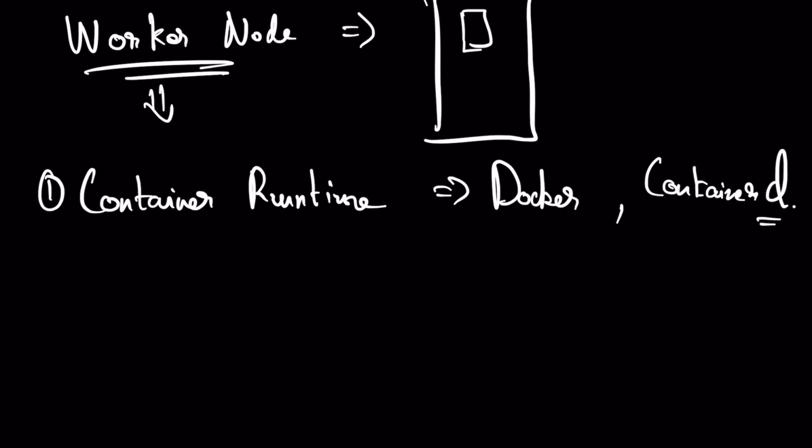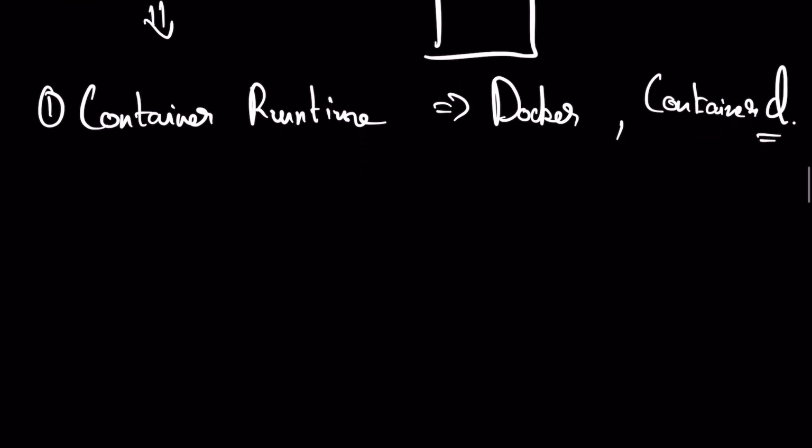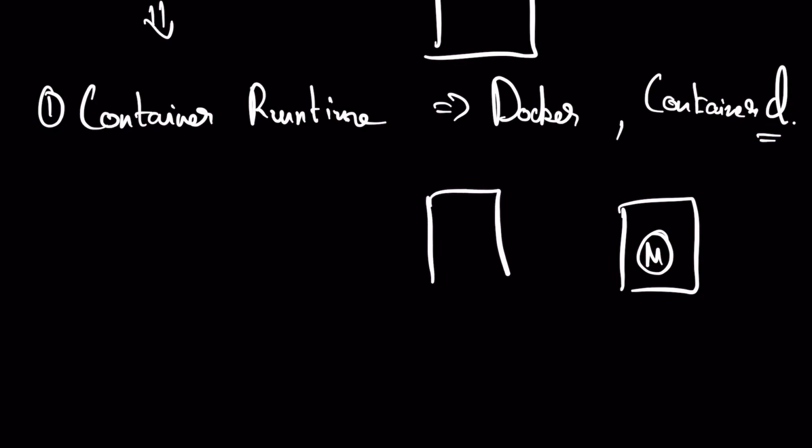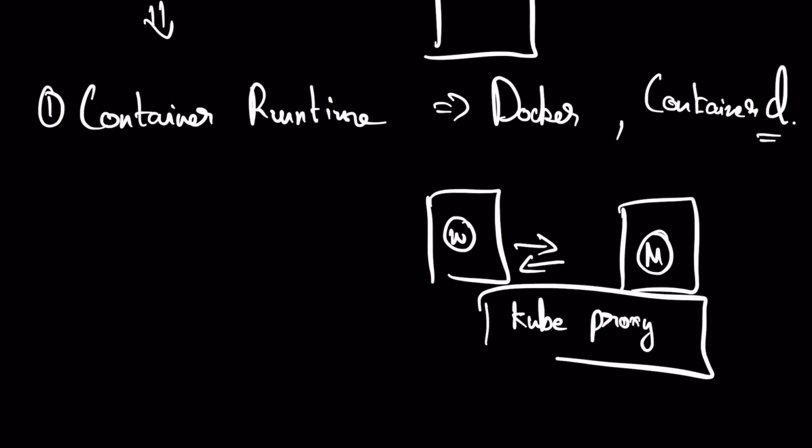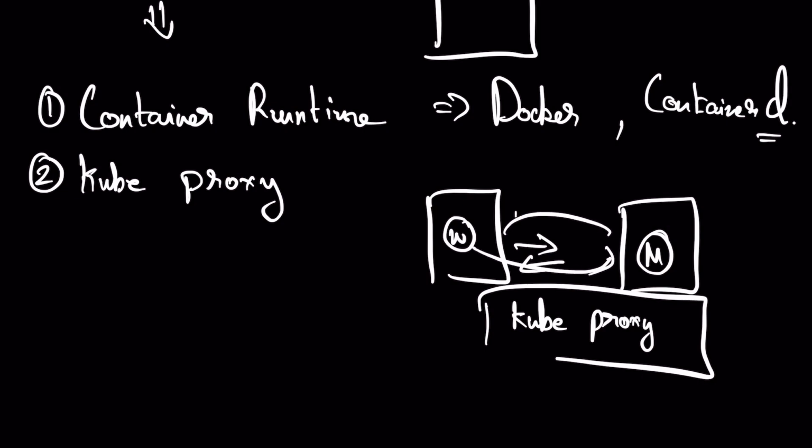And so we have this master node which is going to give our worker node instructions on what to do. So our worker node should communicate with the master node. For that, a component called kubeproxy is required. Okay, so the second one is kubeproxy, using which the master node and the worker node communicates with each other.